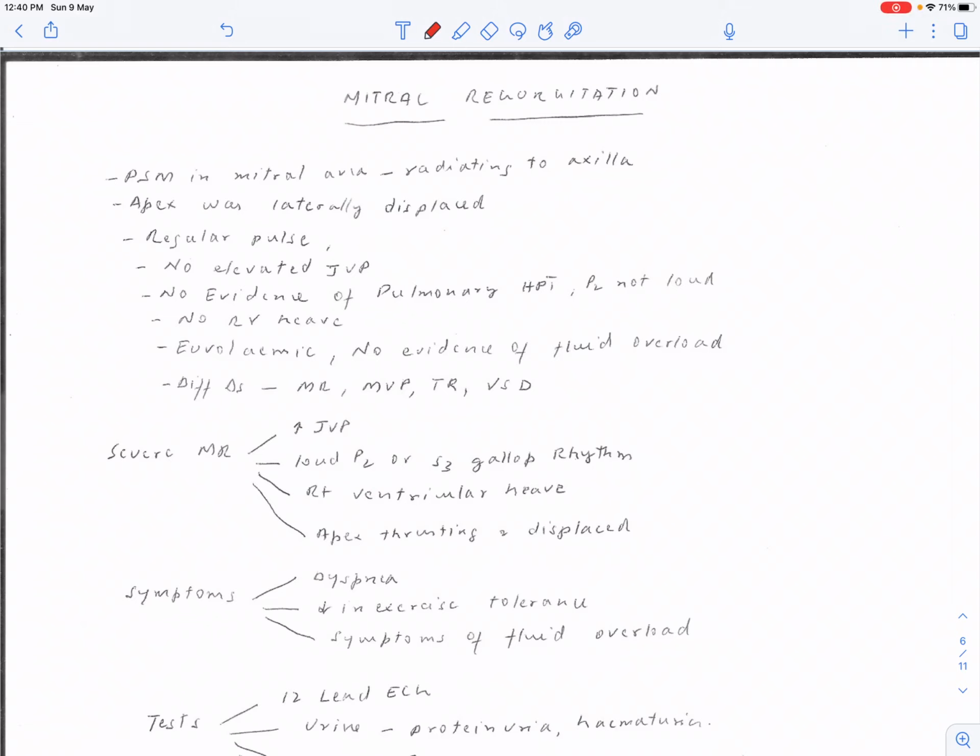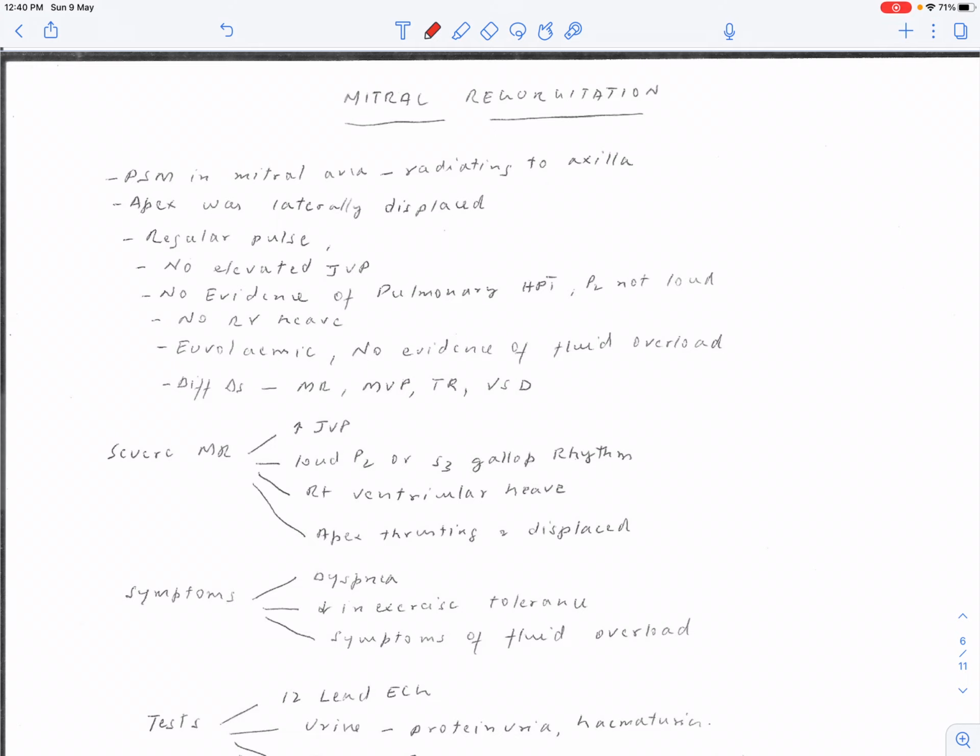So, continuing with my videos for the PACEs. Today we're going to talk a bit about mitral regurgitation. Suppose you see in your cardiology station the patient has mitral regurgitation. How will you present the case?